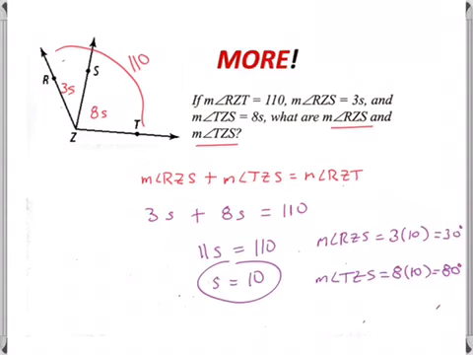So if you've set this up correctly, you should have 3S plus 8S equals 110, which gives you 11S equals 110, and S should equal 10. So when you plug the value of 10 in for S into both expressions, you get the measure of RZS to equal 30, and the measure of TZS to equal 80.